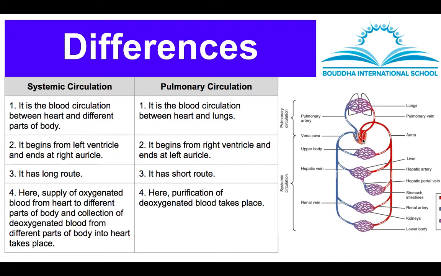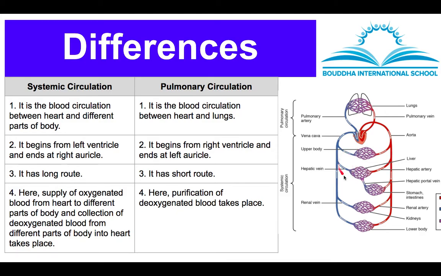Systemic circulation begins from left ventricle, whereas pulmonary circulation begins from the right ventricle. And systemic circulation will finally end at right auricle, but pulmonary circulation will begin from right ventricle, and blood will purify and end at left auricle, so just opposite. From the figure you have understood systemic circulation has a long route because it has to take blood to whole body and collect impure blood from whole body. But pulmonary is just between heart and lungs, so it has a short route.